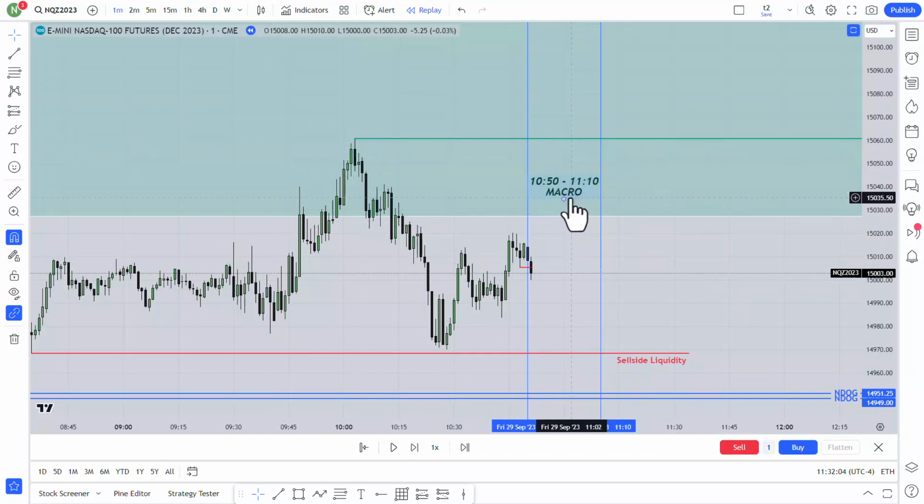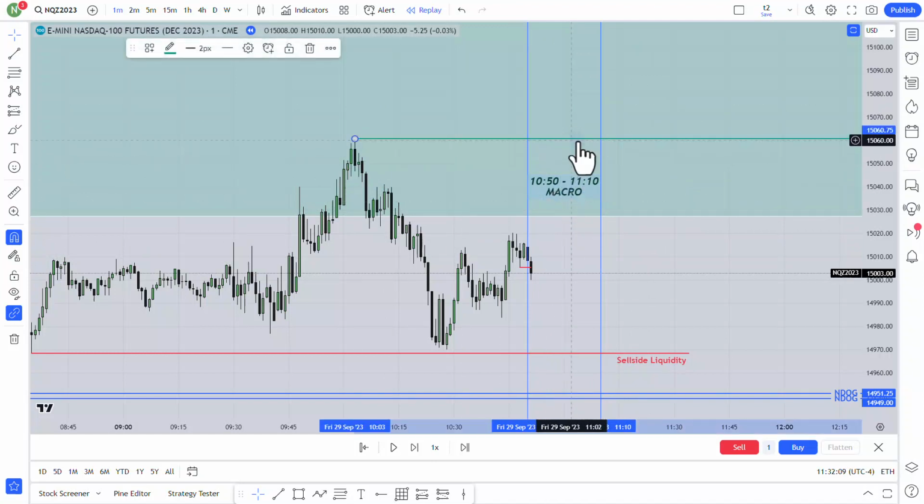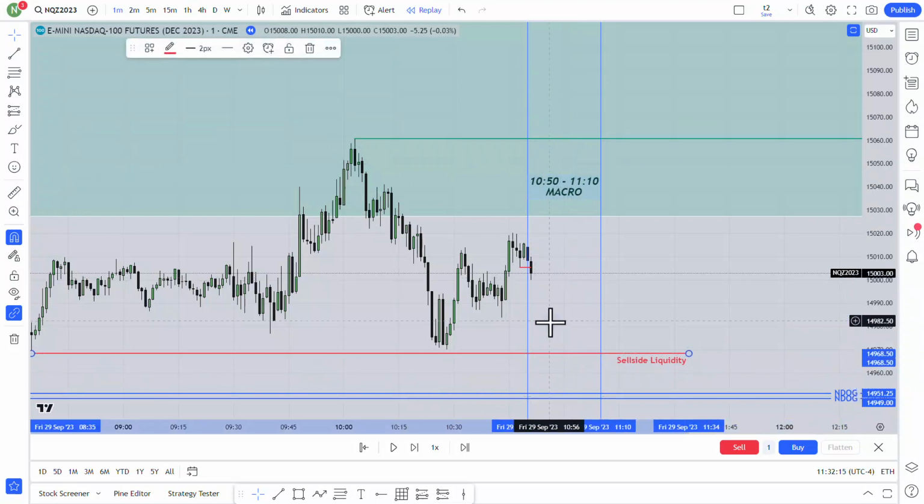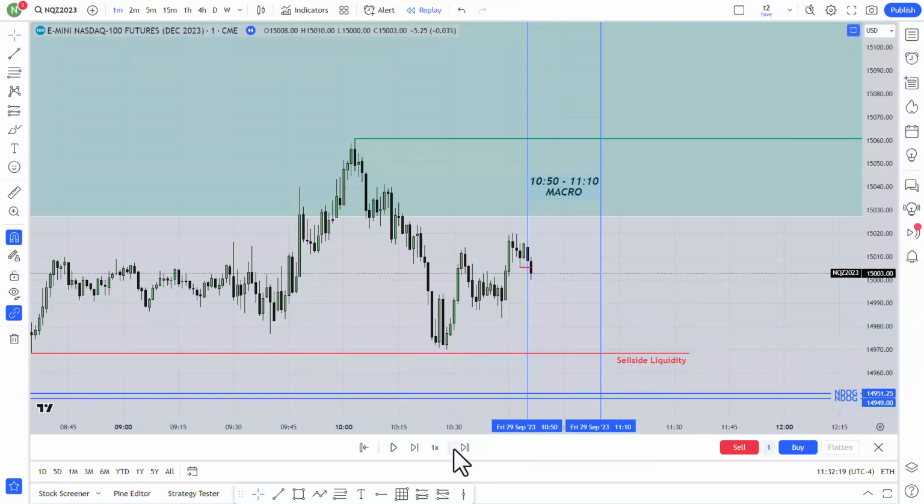I will stop when it actually goes to 20 handle. But this is the level where the market can go. This is the sell side liquidity. But you will stop when you get 20 handle. So let's see what the market actually did.